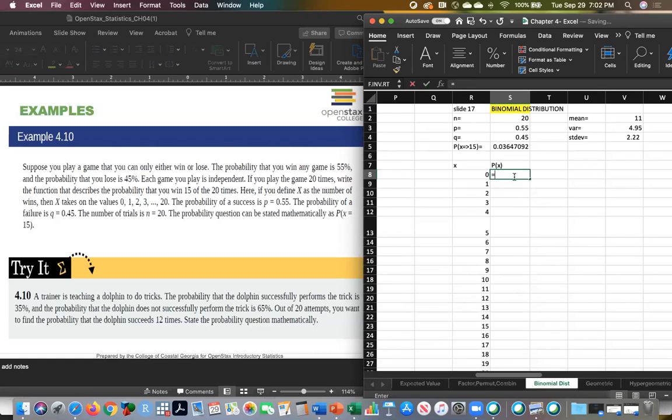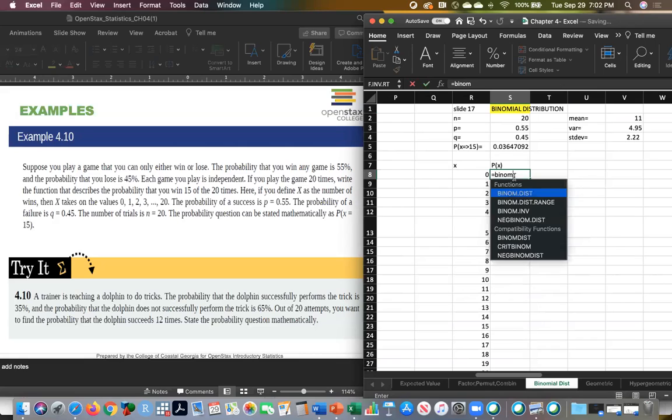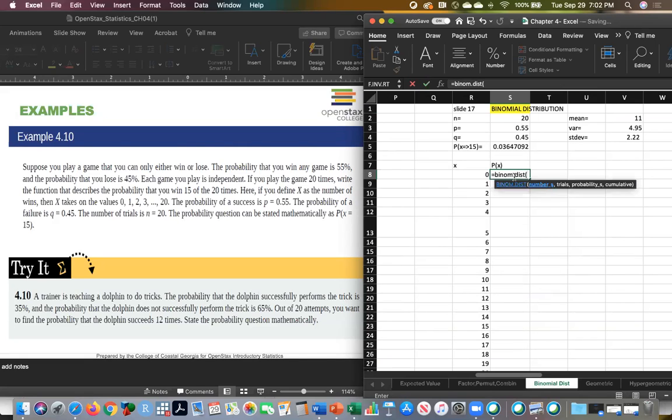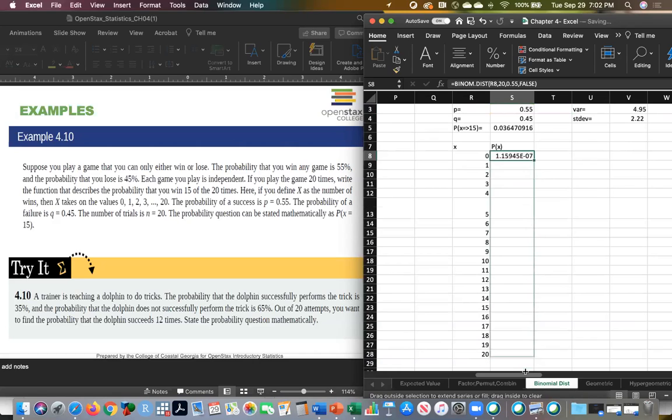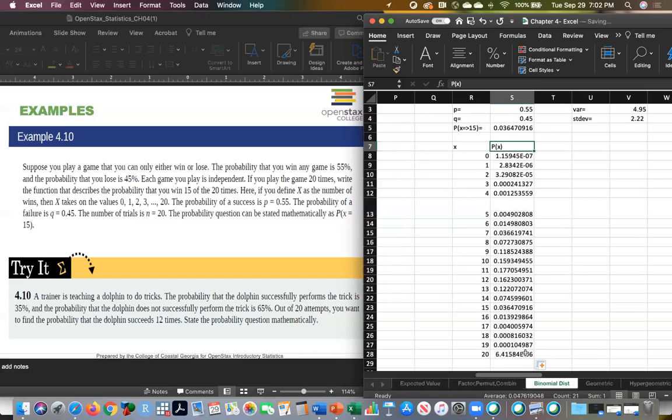So in this case, the binomial distribution, the number is going to be 0. The trials are going to be 20. The probability is going to be 0.55, and the statement is false, right? So I'm going to do all these things. So that is the value. So the probability that is greater or equal to 15.